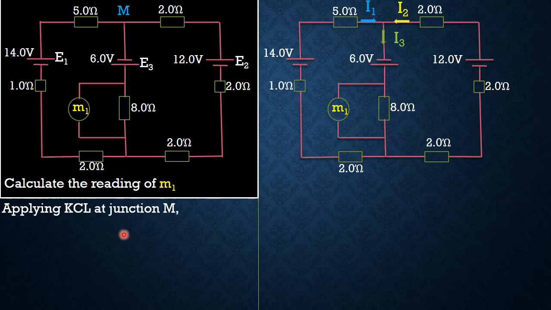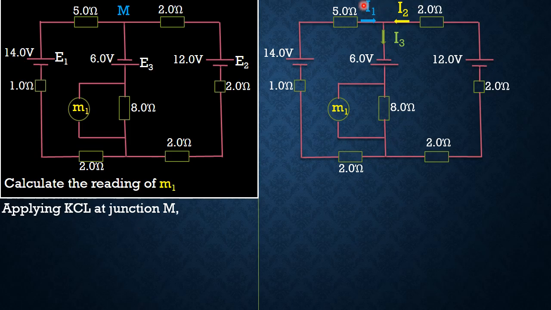The Kirchhoff's current law simply tells me that at any junction in an electric circuit, the algebraic sum of all the currents entering the junction is equal to what, guys? The algebraic sum of all the currents leaving that same junction.